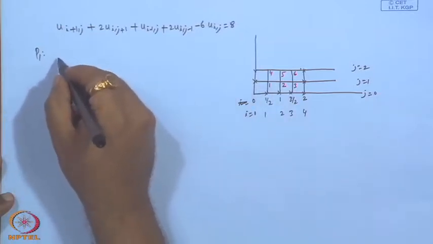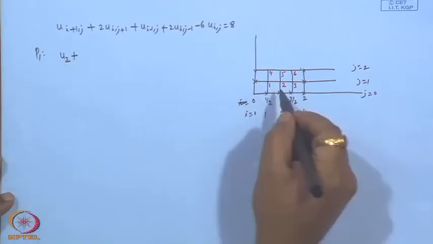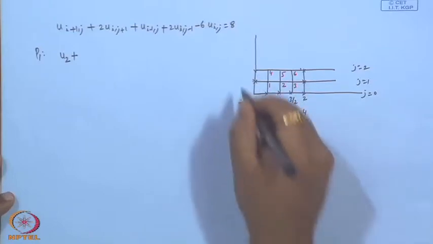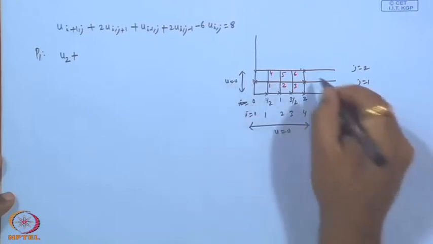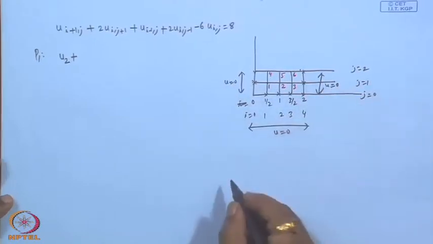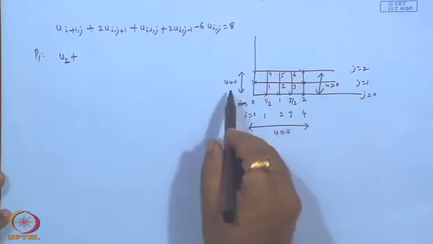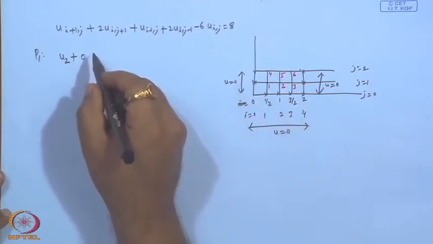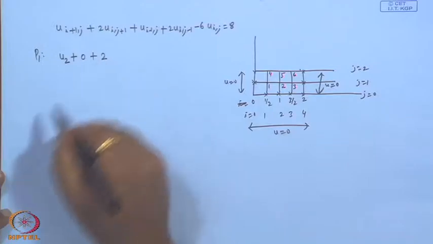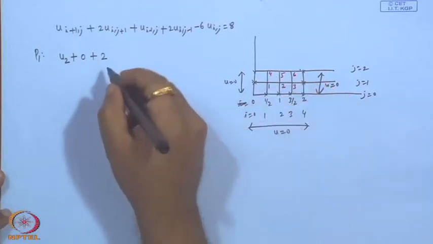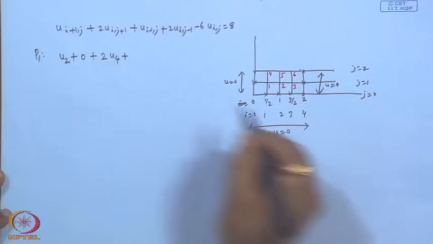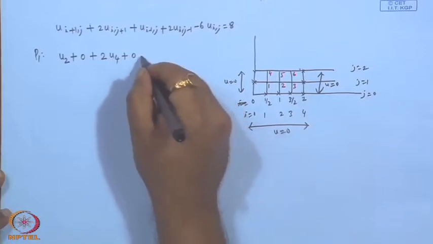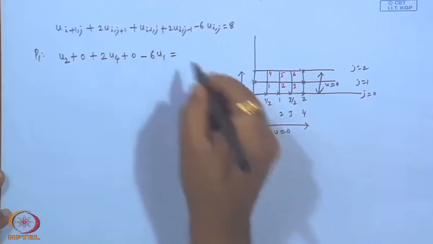So, accordingly I am writing u 2 plus, here it is u is 0, u is 0, u is 0. Okay. So, u 2 plus u this is 0, then 2 times u 4 plus this value is also 0, okay, minus 6 u 1 equals 8.